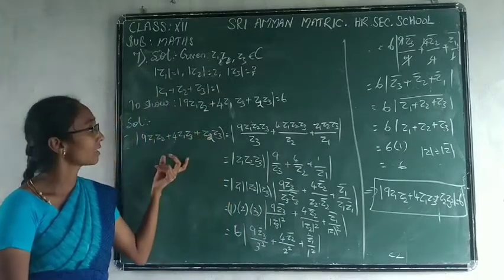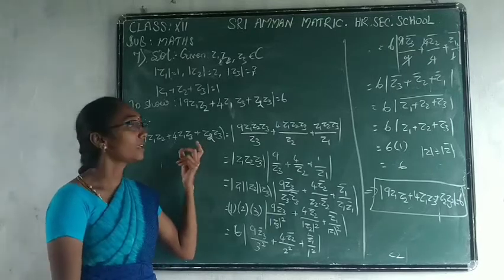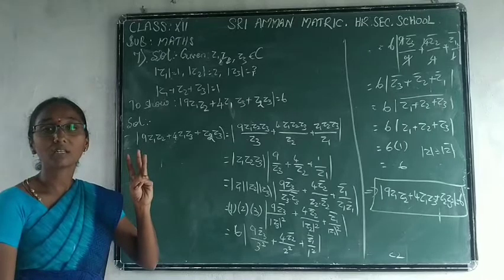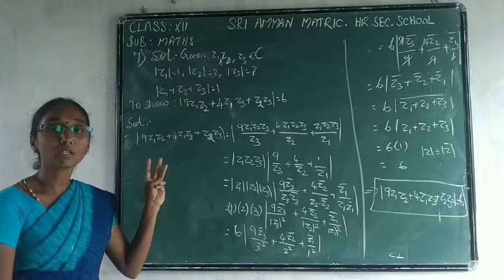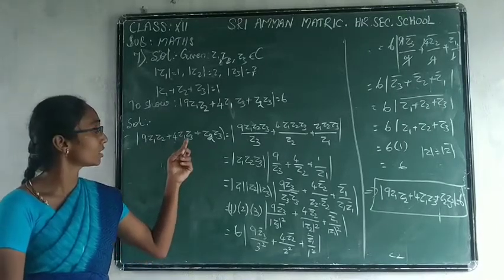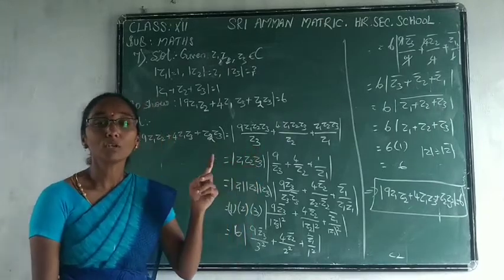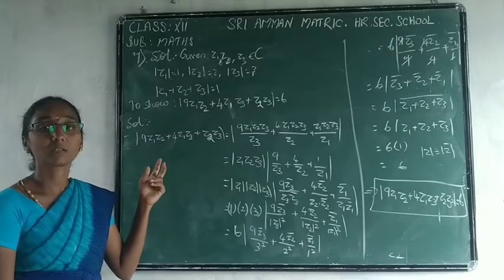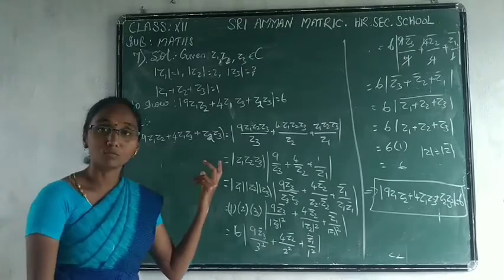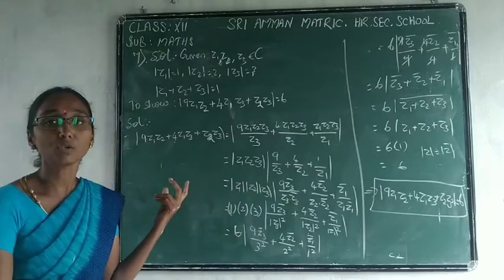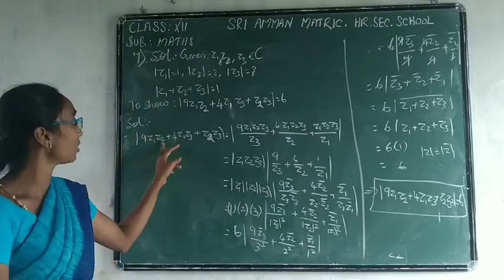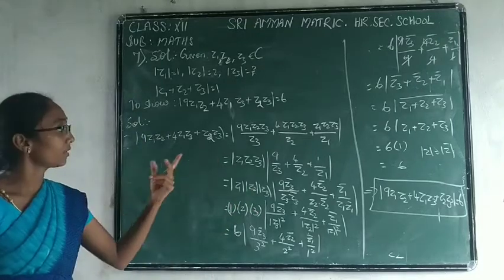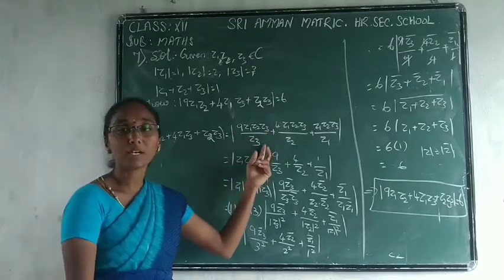I will write the LHS of the question. In this LHS there are 3 terms contained in the modulus: 9 z1 z2, 4 z1 z3, z2 z3. In each term, which of the complex numbers is not present? In the first term, z3 is not there, so I multiply and divide by z3.